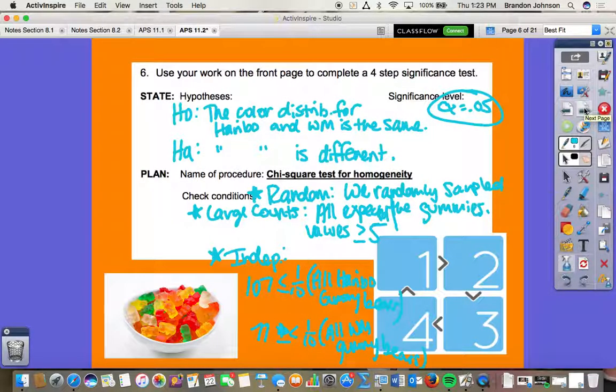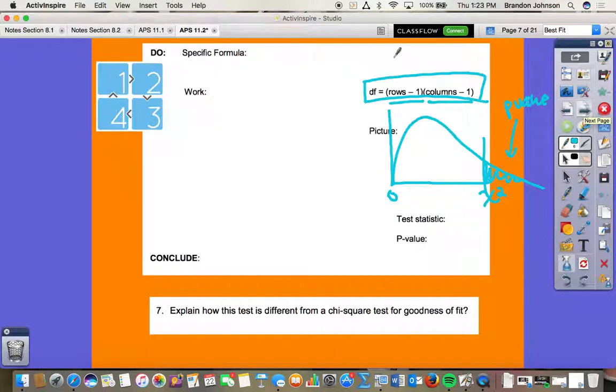So we would say, right here, 4 minus 1 times 2 minus 1. So this would be a total of 4. So therefore my degrees of freedom would be 4. Okay? Make sure you show that somewhere. It's important to show that at some place there.